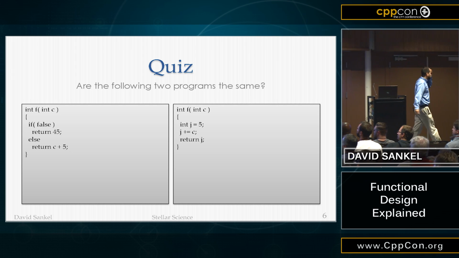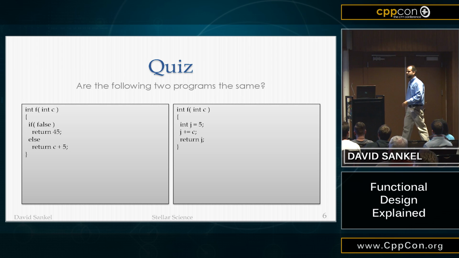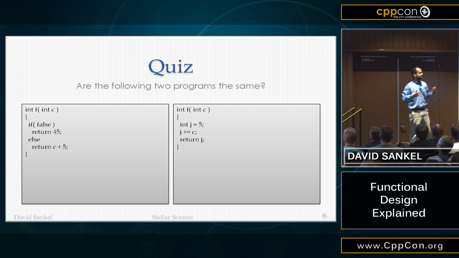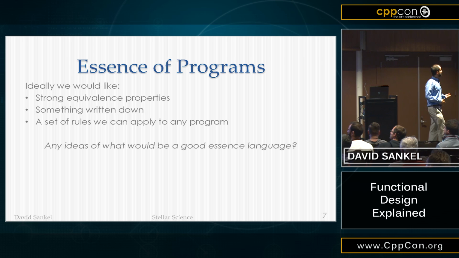Okay, so how can we formalize this? Because we can come up with a bunch of different situations. They have the same output, they have the same functions, but we would like to get an idea of what is the essence of a program, and how can we talk about programs being the same as each other?